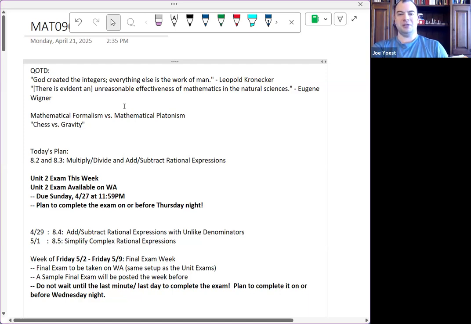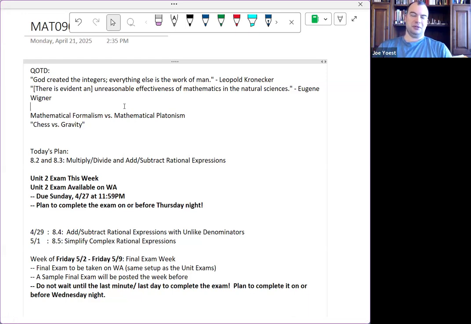Essentially, his argument is mathematics is a human creation. It's something like, if somebody goes and paints a painting, that person created that painting. Kronecker is saying that essentially mathematics is created by man, by human beings.